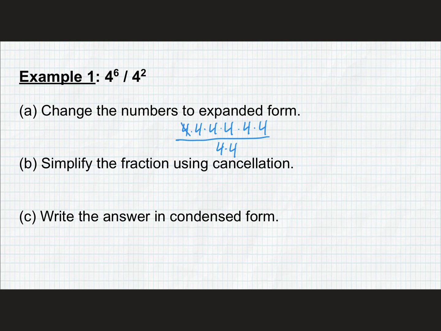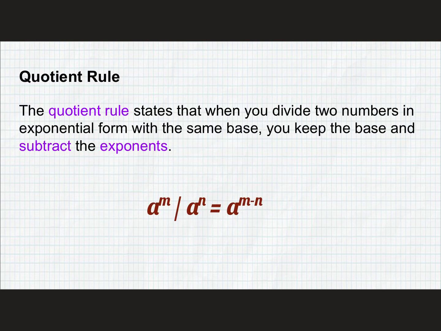Remember, if you take a number and divide by the same number, you'll get 1. They cancel out. So we're going to cancel out 2 of the 4's on both top and bottom, and we are left with 4 times 4 times 4 times 4. Or in condensed form, that would be 4 to the fourth power. Using this, we have discovered the quotient rule, which states that when you divide two numbers in exponential form with the same base, you keep the base and subtract the exponents.